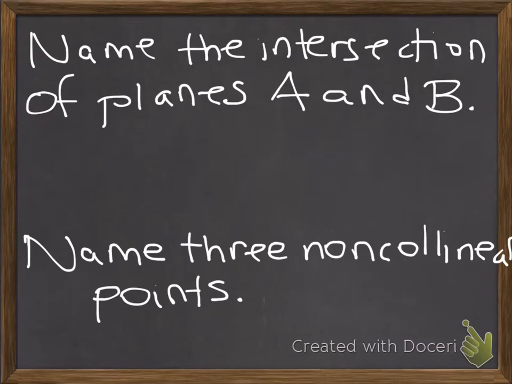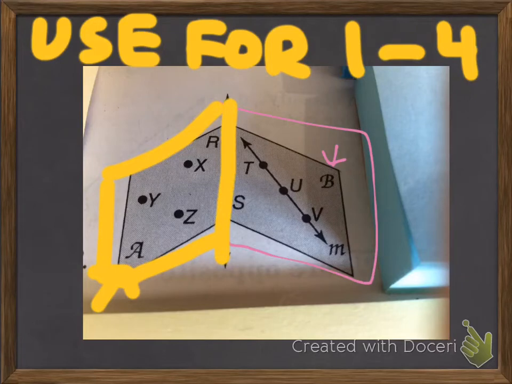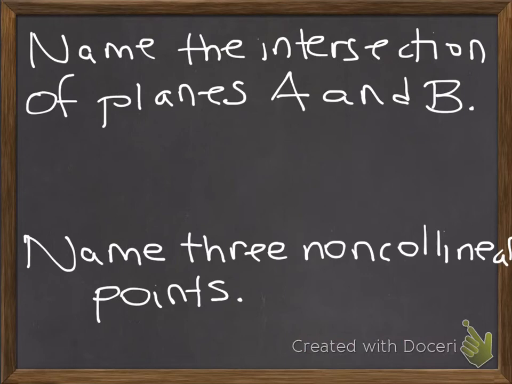The next one also relates to the diagram. So this one, name the intersection of planes A and B. The intersection of a plane is always a line, so we're looking for the line between A and B. So this is B, that's in pink. Yellow is A. So the intersection between the two is the middle line here, this line here, which we can indicate as RS. So line RS, and we would put a line symbol on top.